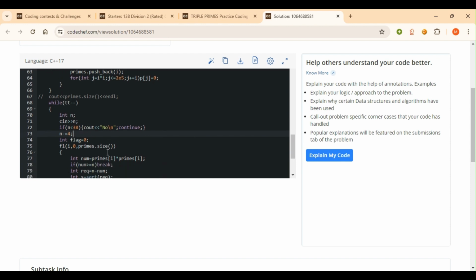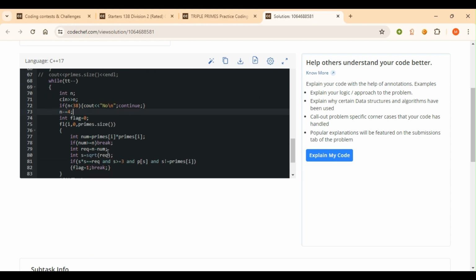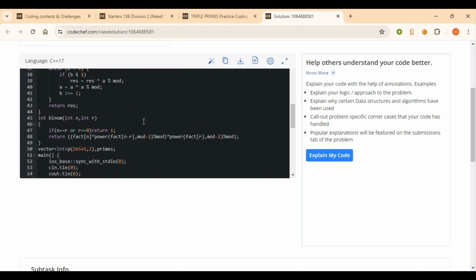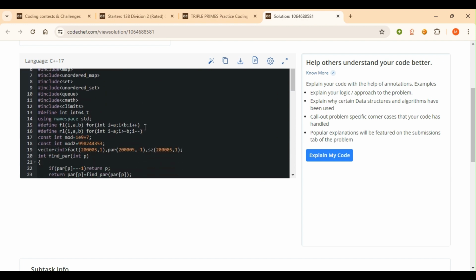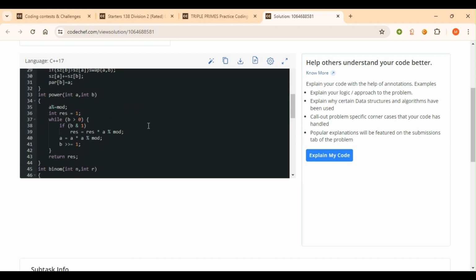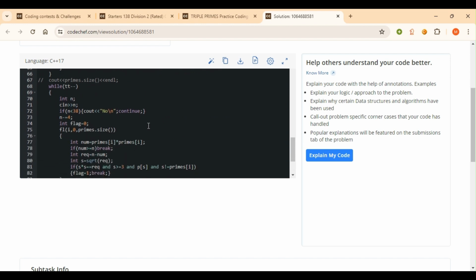And this flag is for whether we have found the other two number pairs or not. So I iterated through this whole primes vector. Basically, this flag has been defined here. It is a for loop running from I equals A to B, sorry, A to B minus 1. In this primes vector, I am taking the square of the current number, and if it is greater than n, then I will obviously break out.